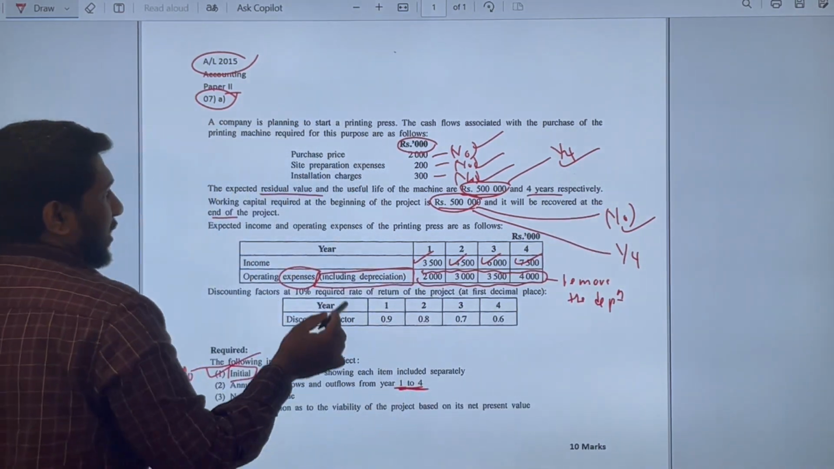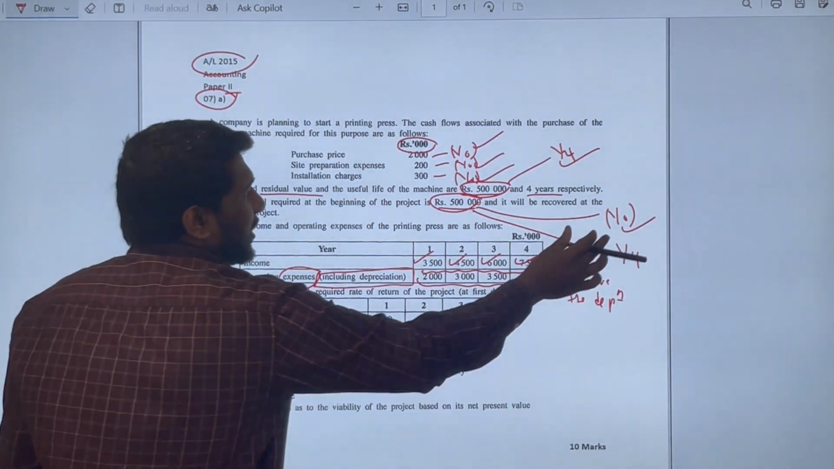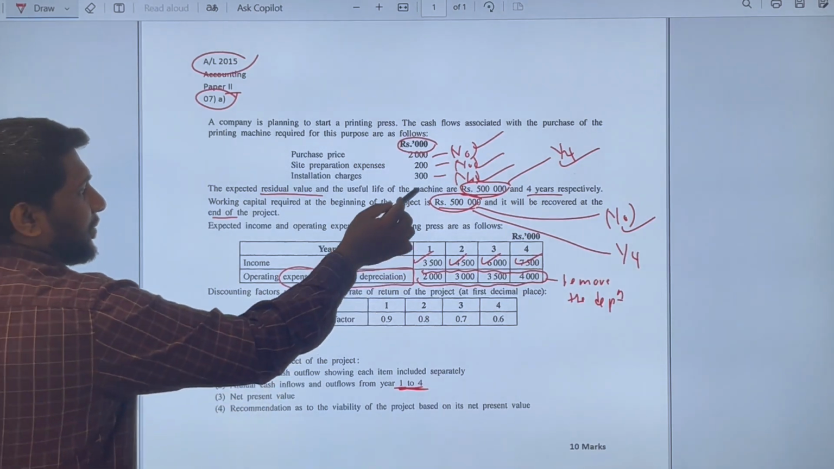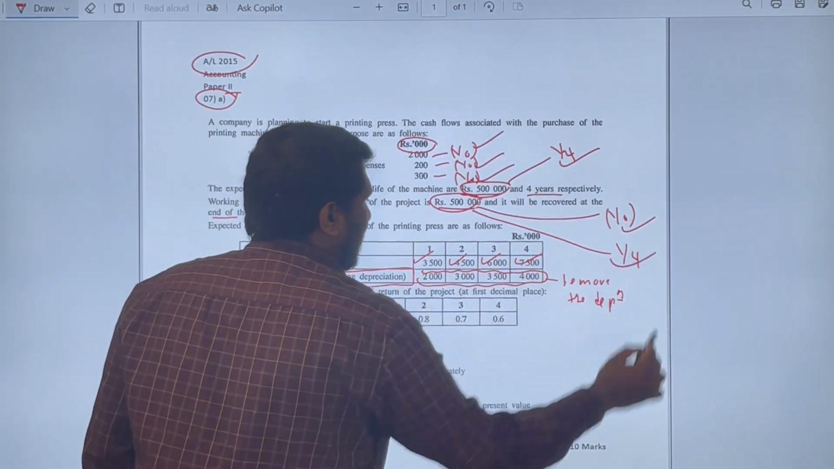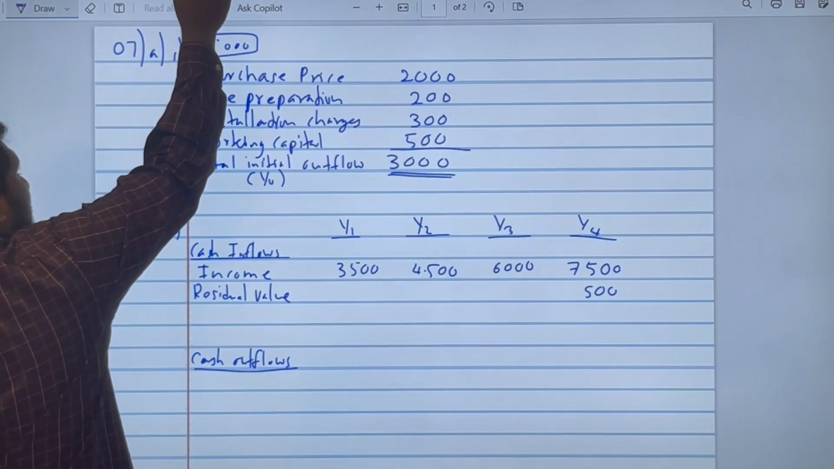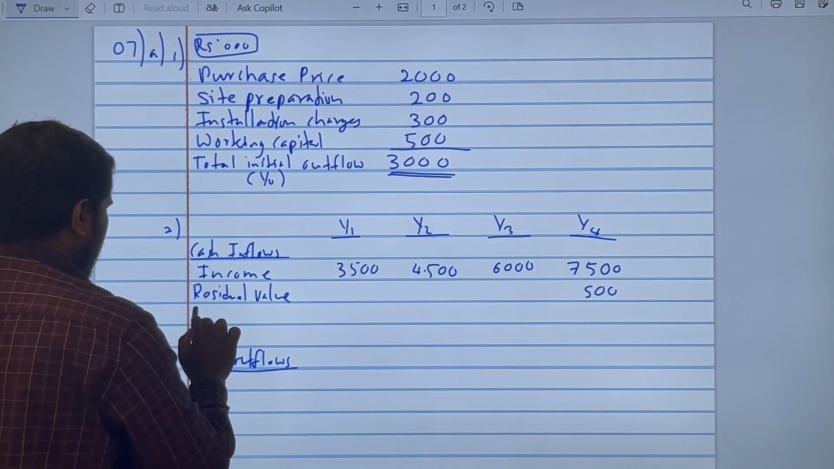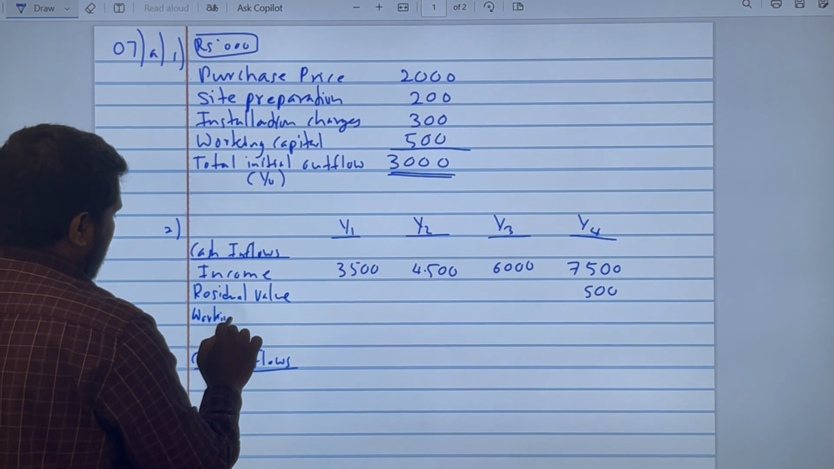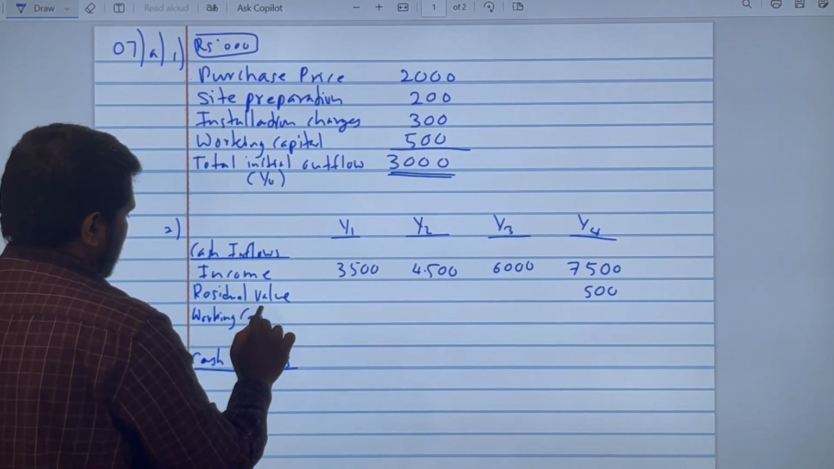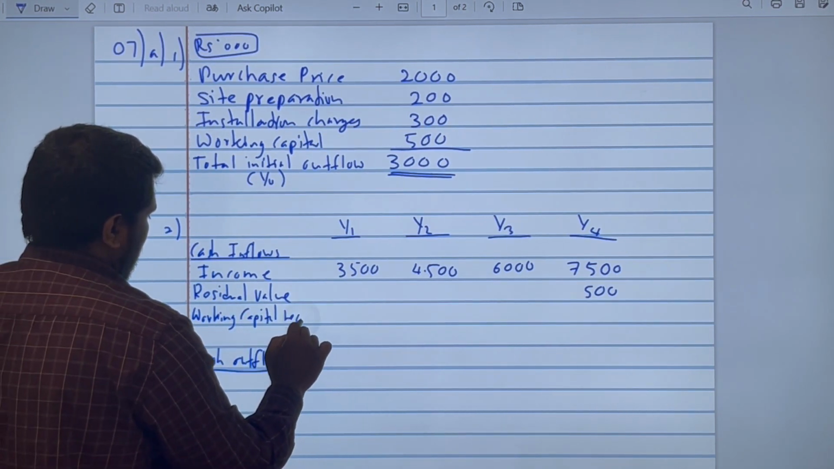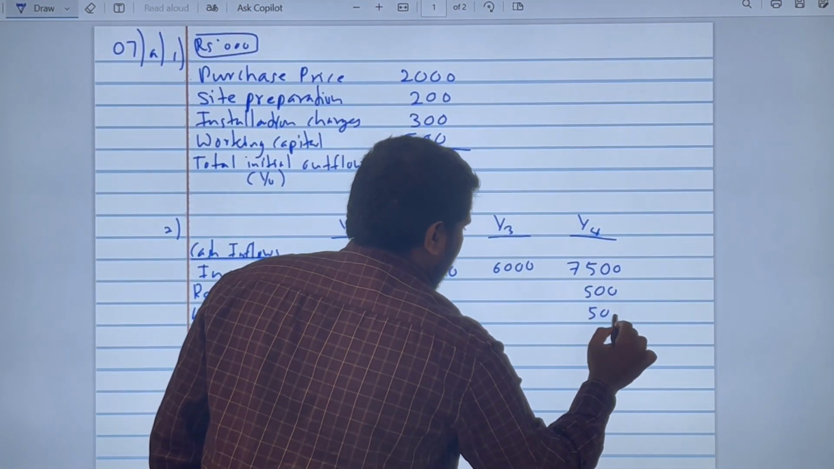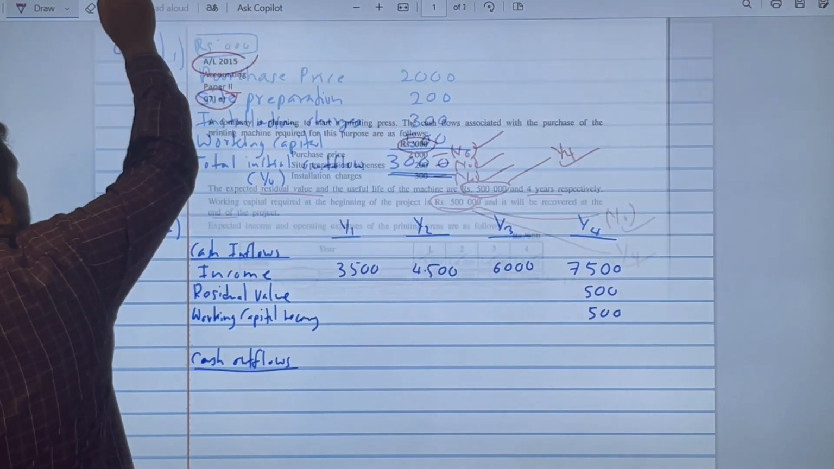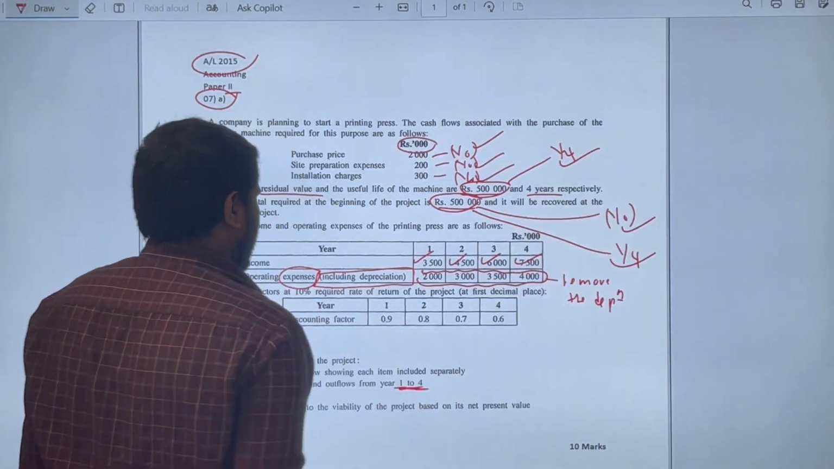Next one. With regard to this 500,000, the year 0 outflow we considered, in year 4 we can recover it back. So working capital recovery. We can recover that working capital as well. 500. So that is also done.